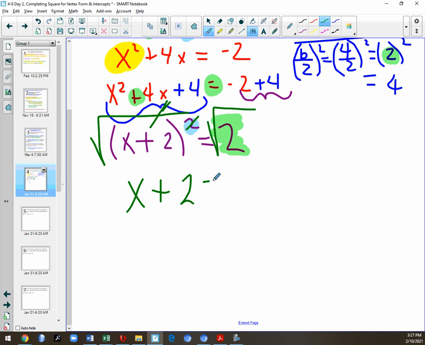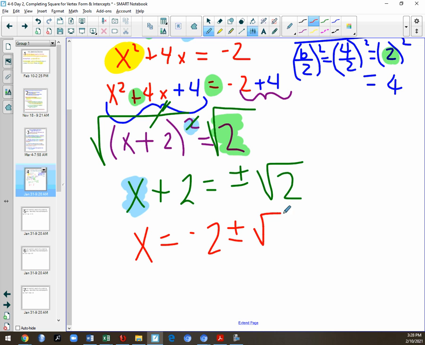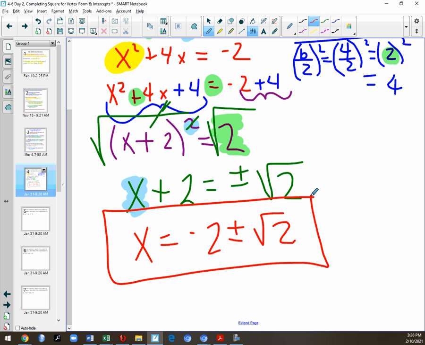I have x plus 2 is equal to, as soon as you take the square root, you have to do plus or minus square root of 2. Now I'm solving for x, so how do I get rid of the 2 on the same side as the x? The way I'm going to do that is by subtracting 2. So -2 plus or minus the square root of 2 is going to be our lovely x-intercepts.